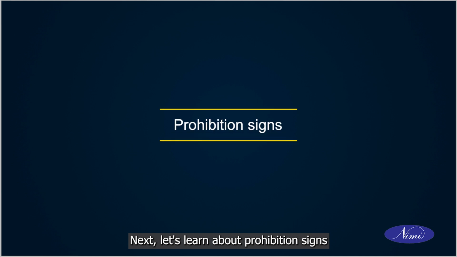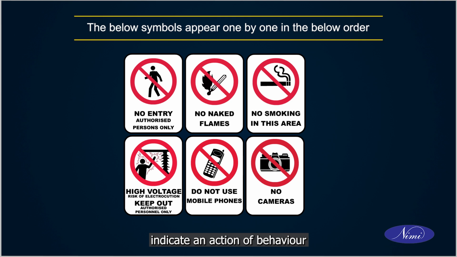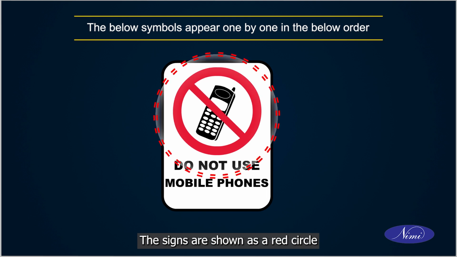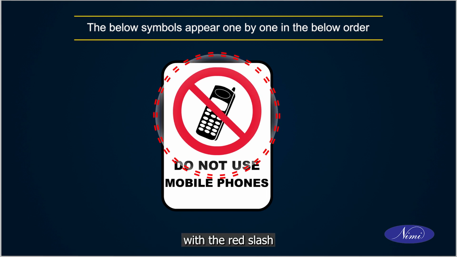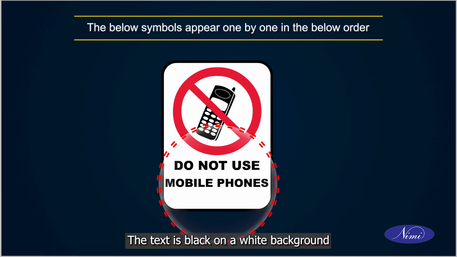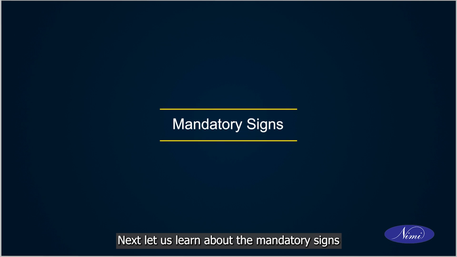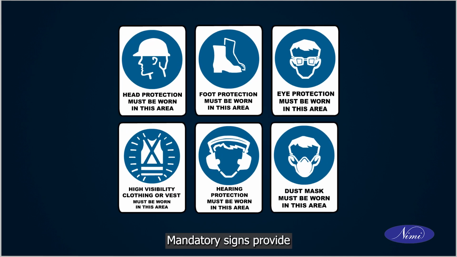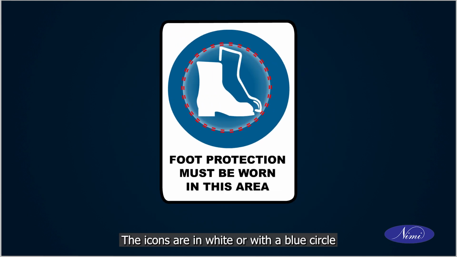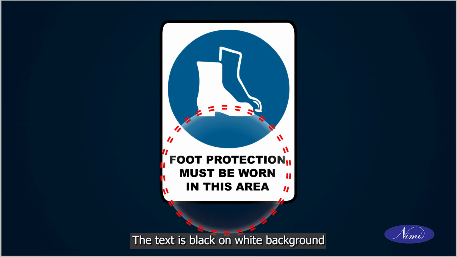Next, let us learn about prohibition signs. Prohibition signs indicate an action or behavior that is not permitted in the workplace. The signs are shown as a red circle with a red slash over a black icon of the action. The text is black on a white background. Next, let us learn about the mandatory signs. Mandatory signs provide specific instructions that must be carried out. The icons are in white over a blue circle. The text is black on a white background.